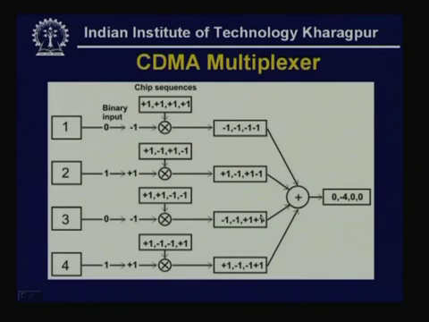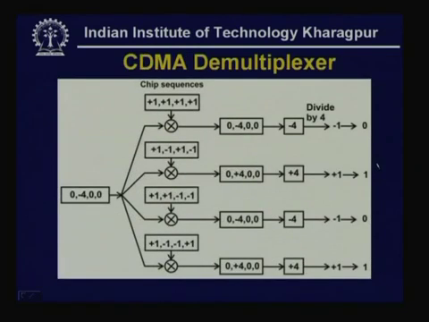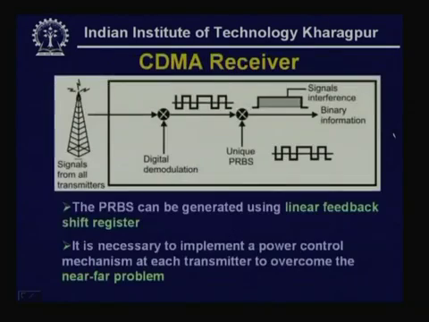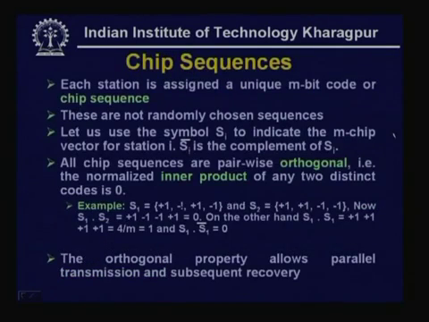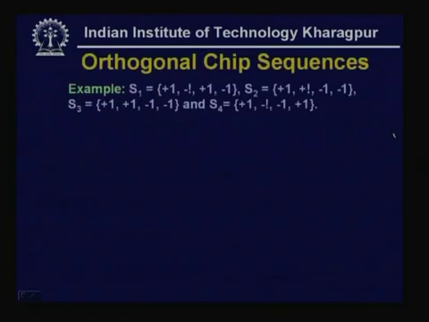So here you are doing the multiplexing, and as you can see, the chip sequences satisfy the orthogonal property. Then you can sum them together, then you can transmit, and at the receiving end you can separate them out. So this is how the chip sequences are to be designed.